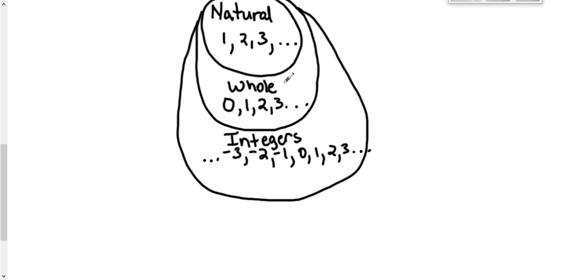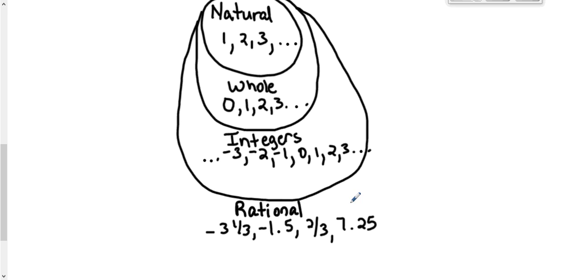Fractions or decimals, right? Okay, so if we were to say things like -3 and 1/3, or -1.5, or we could say 2/3, or 7.25. All of those things, all of those decimals or fractions would be in this next category, plus all of the stuff before. So these are called rational numbers, and the actual word definition of rational numbers are any numbers that can be rewritten as fractions.